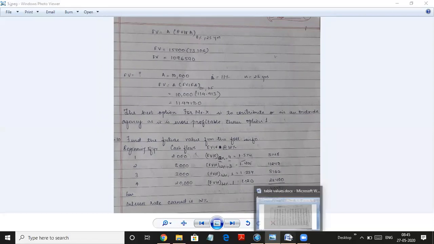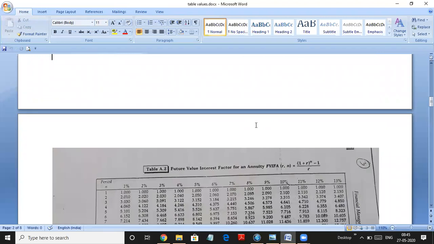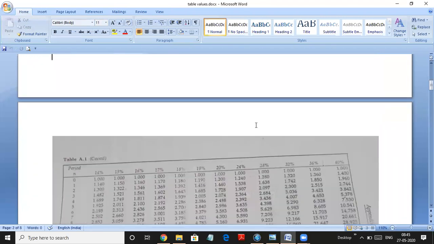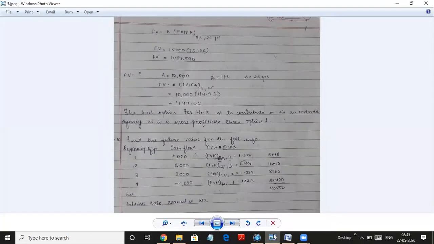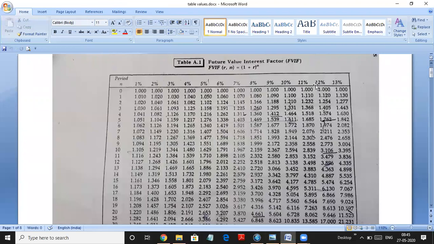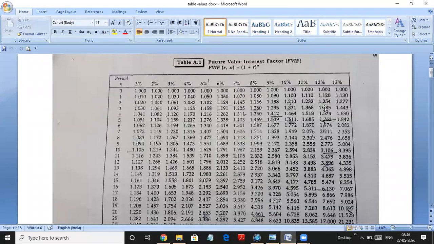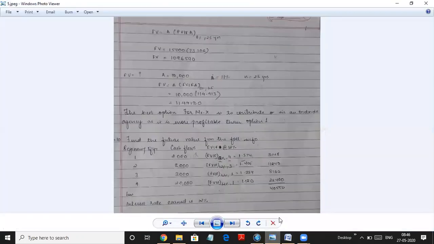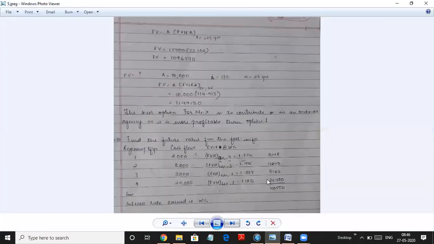So go to the normal future value table, not the annuity, because this is not annual cash flow. The same cash flow every year. This is the normal series of cash flow. So the rate is 12%. So 12% for 4 years, 1.574. So you can see 1.574, then 1.405, 1.254 and 1.120. So we have taken those table values here.